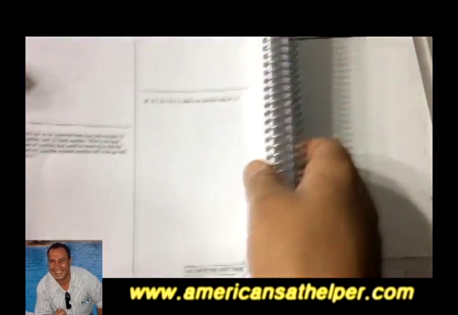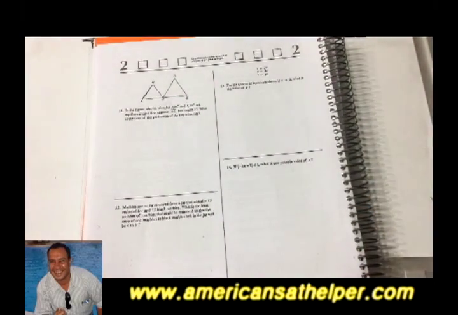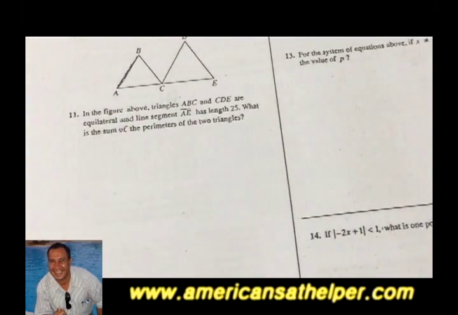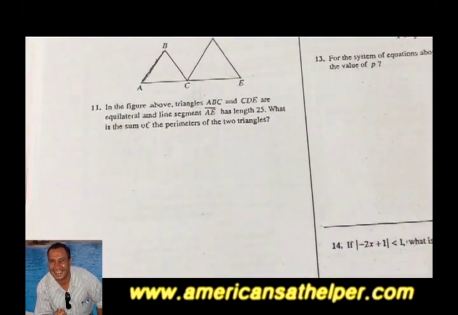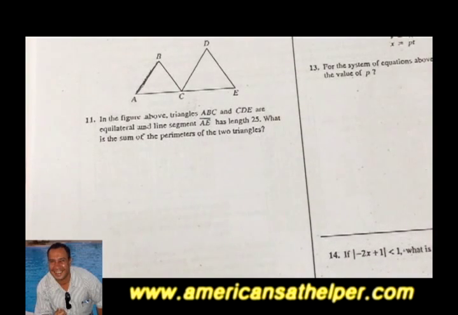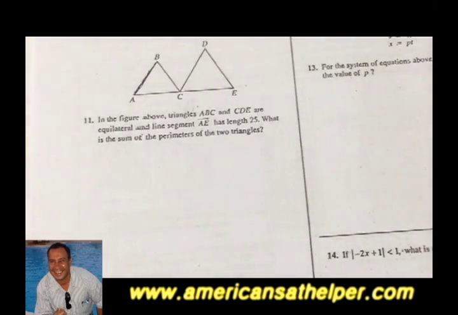Let's look at question number 11. We have a drawing. In the figure above, triangles ABC and CDE are equilateral, and the line segment AE has length 25. What is the sum of the perimeters of the two triangles?